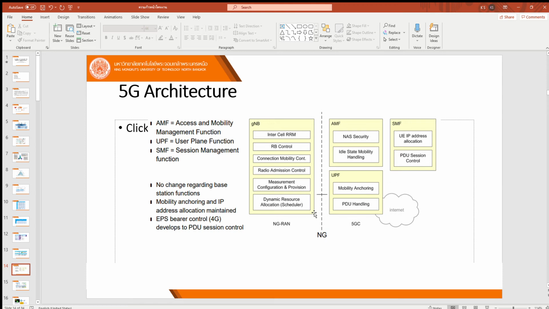In this case, you have the gNB for inter-cell RRM, RB control, connection mobility control, radio admission control, measurement configuration and provision, dynamic resource allocation, something like this. So when you separate things, you can increase the speed. That is the key point of 5G architecture.